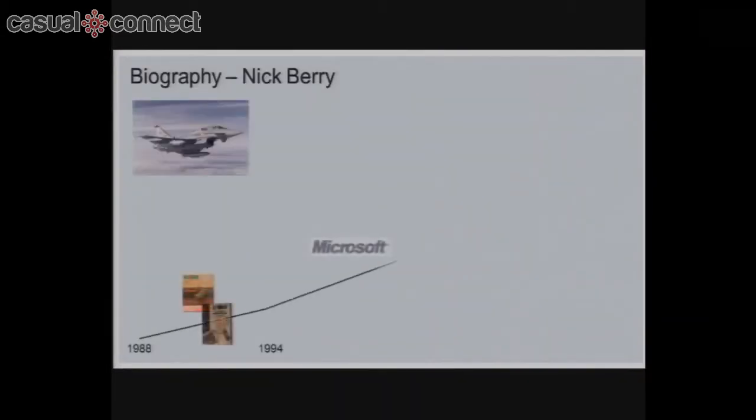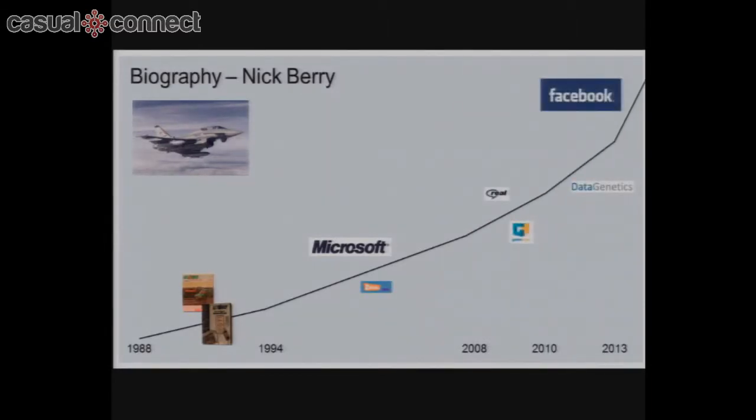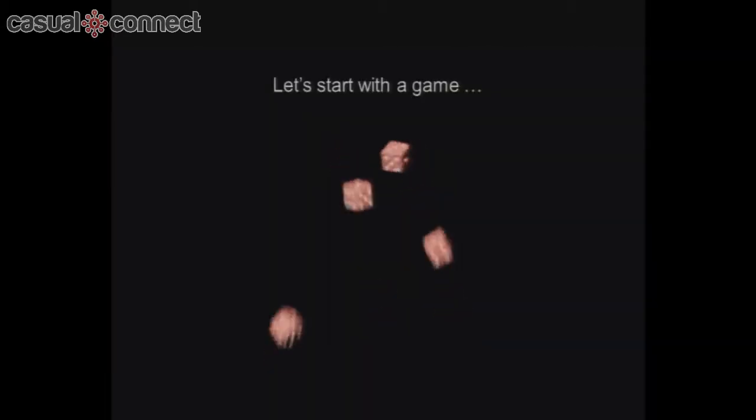The obligatory bio slide. I've been in the industry about 25 years. I spent 15 years in games. I worked at Microsoft Casual Games. I worked at Real Networks Analytics. I ran my own consultancy company, and I've just joined Facebook as a data scientist. I've been there about 2 weeks, so I'll be happy to answer all the questions I can about the Facebook that I managed to learn in 2 weeks.